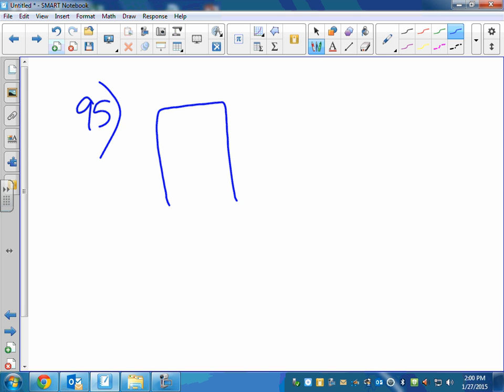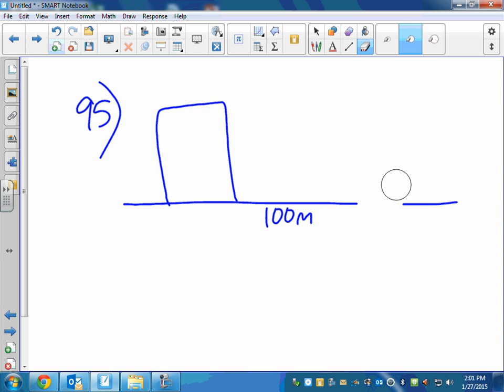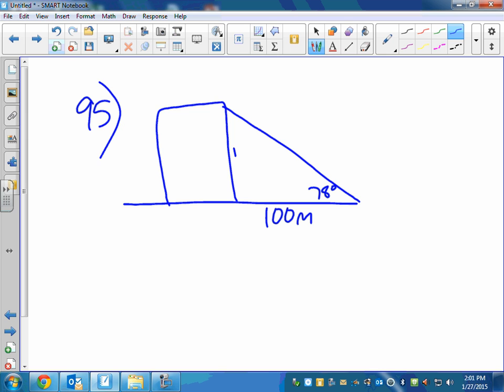Oh, my building does not look like a right angle. 100 meters away, the angle of elevation. Angle of elevation means from the ground, and they say from the ground, measuring up is 78 degrees. You're trying to find the height of the building, assuming that that is a right angle. I thought it meant like the top of the building to where the angle would be. No.